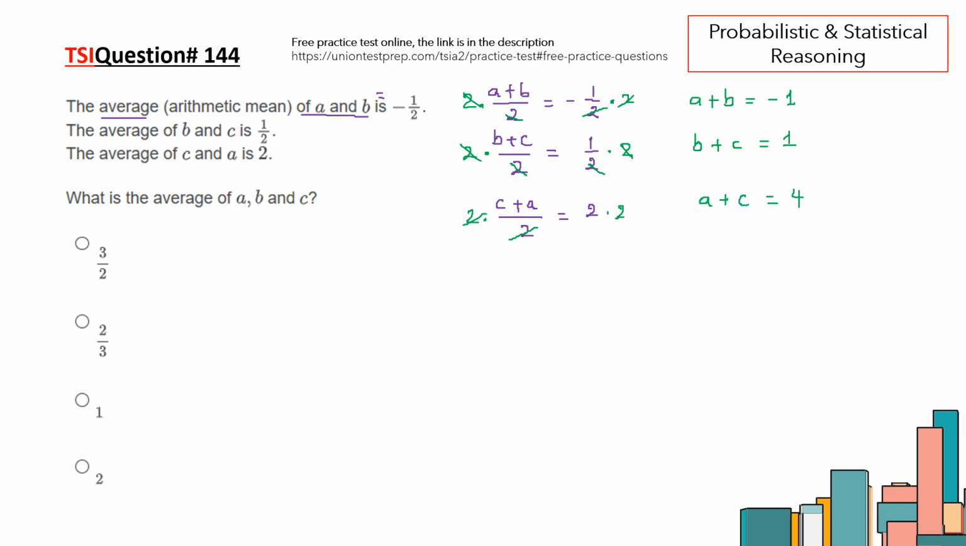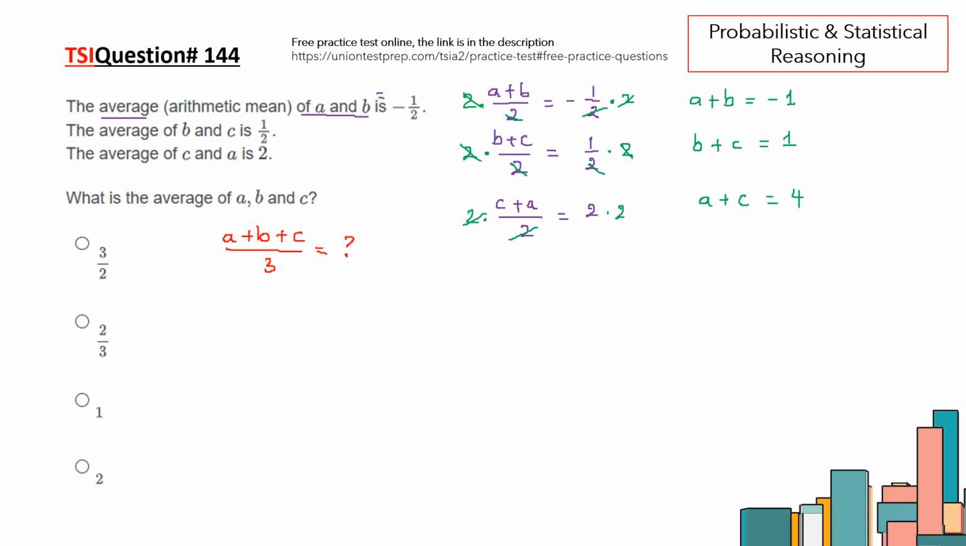Now what is the question asking? They're asking for the average of A, B, and C, which means A plus B plus C divided by 3. We can use the system of equations to solve for A, B, and then C, add them all up, and divide by 3 to get the answer. But we have another method that is more helpful.